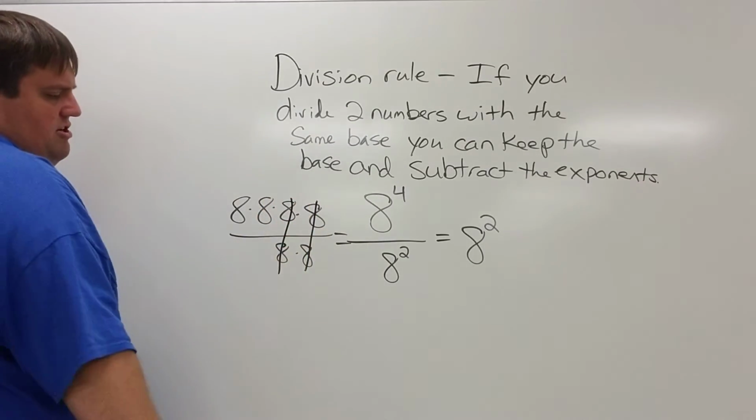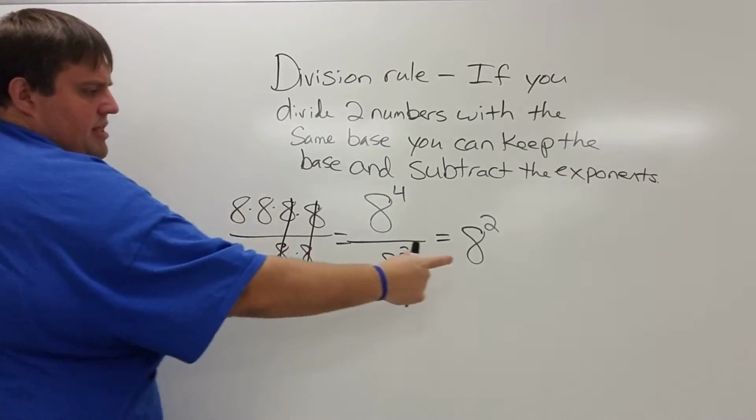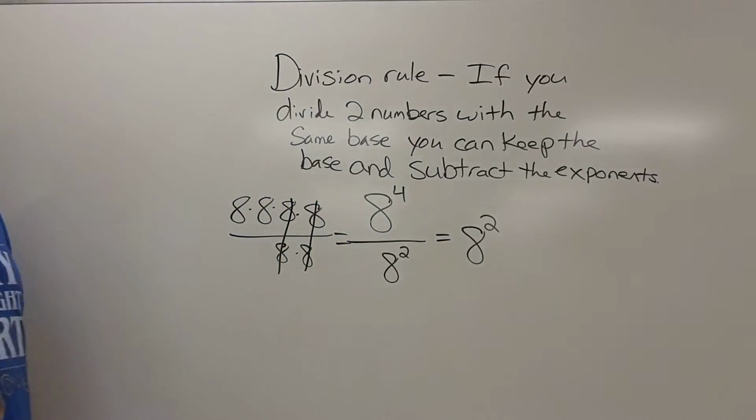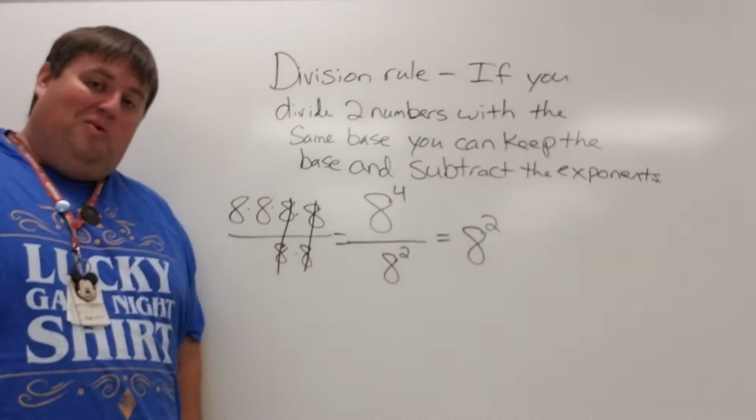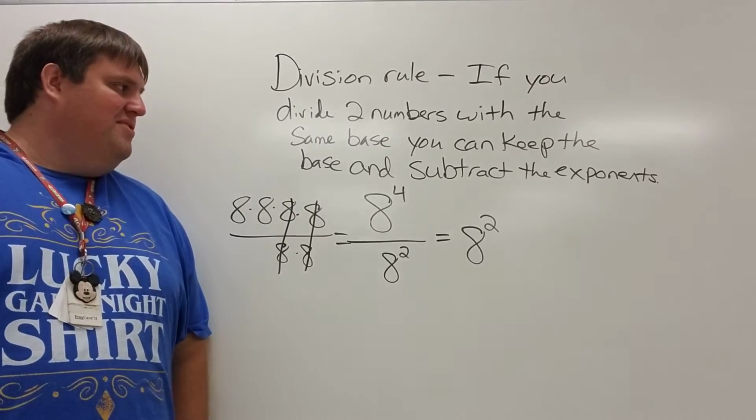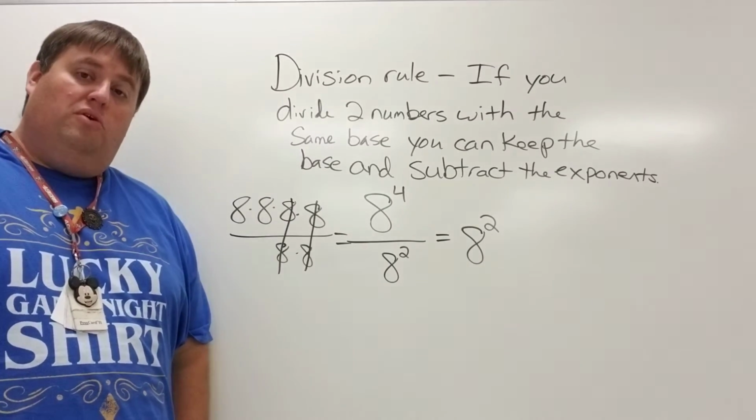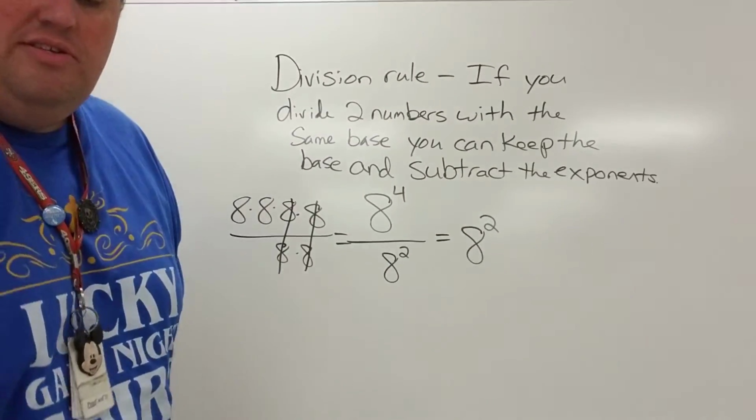And those would cancel each other out. So how many are we left with? Just the 2 that we have. That's why the division rule works. So it's going to be very much like the multiplication rule, only now we're going to subtract exponents.